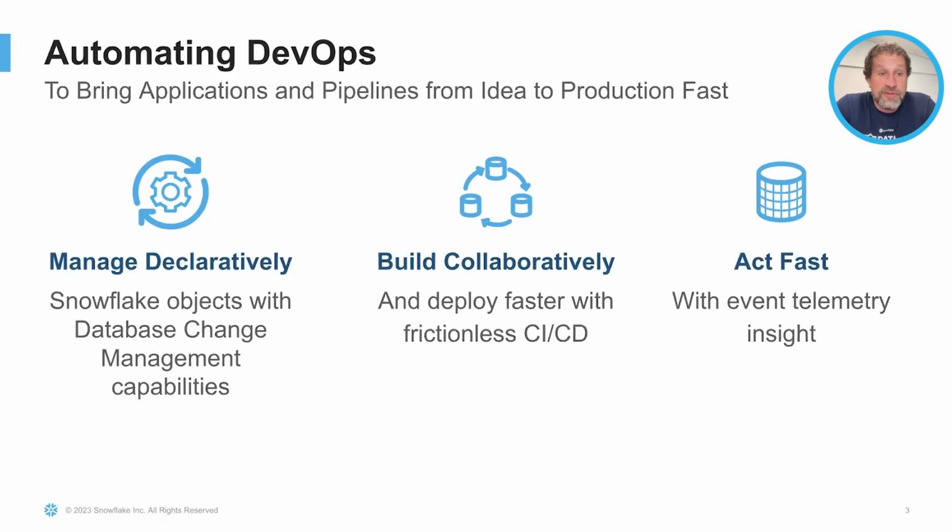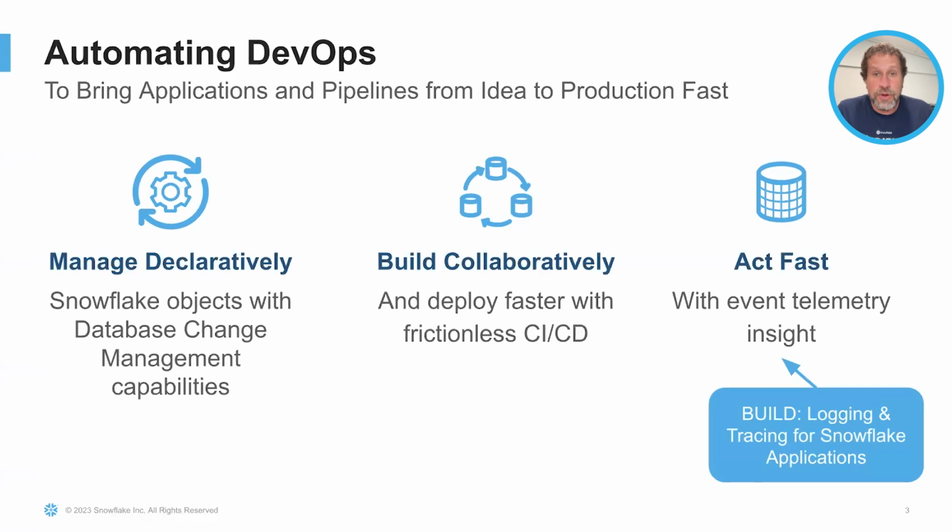I just want to start by covering our strategy around DevOps, and we have 3 pillars for the strategy. The first is about allowing customers to manage all of their objects declaratively, and I'll cover what that means in detail. The second pillar is to enable collaboration, to allow for DevOps and automation processes with CI/CD pipelines. And third, telemetry and observability. We're not going to cover the third in this session, but we have another build session, logging and tracing for Snowflake applications, that you can watch to learn more.